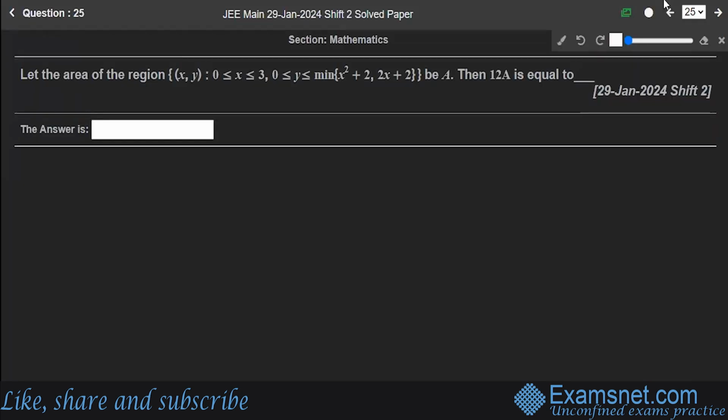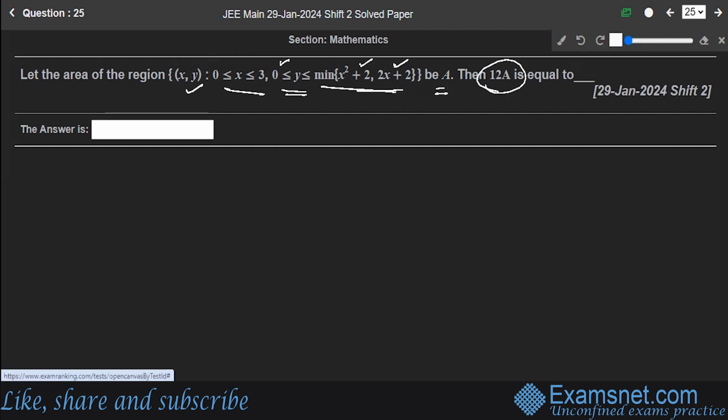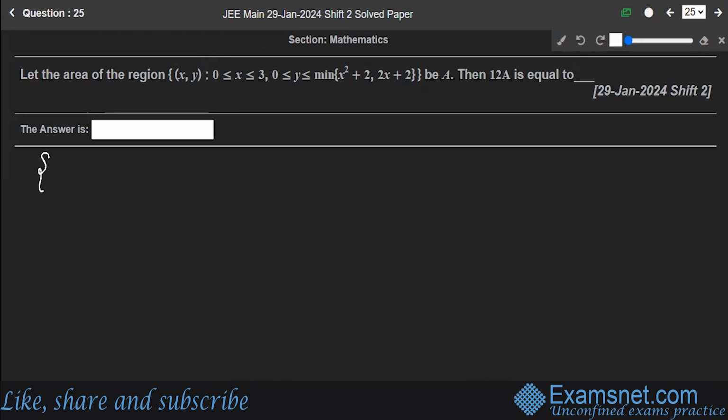Question number 25, let area of the region xy such that x lies between 0 and 3 and y lies between 0 and the minimum of x squared plus 2 and 2x plus 2 be A. Then what is the value for 12A? To do the problem, first thing, you are having the area of the region xy such that x lies between 0 and 3. And what about y? Y lies between 0 and the minimum of these two curves, that is x squared plus 2 and 2x plus 2.